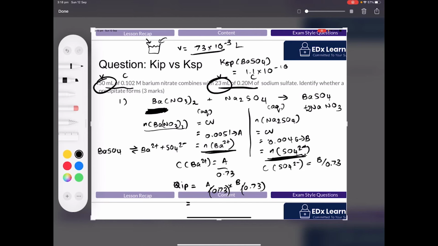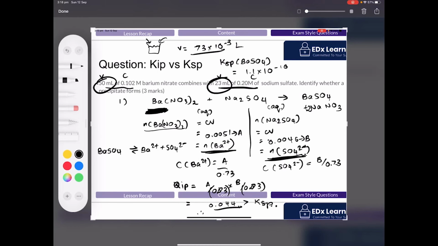You're completely right, 0.073. What do we get as our answer? 0.044. Did everyone get this? Good, which is bigger than KSP. I've never seen a KSP that big. So therefore, what would you write next?